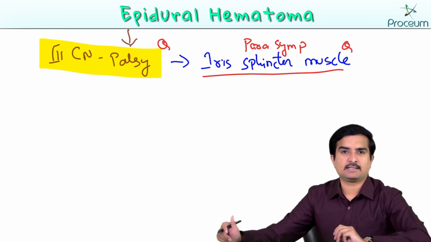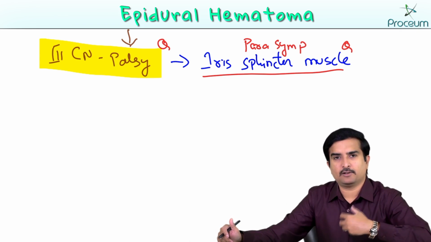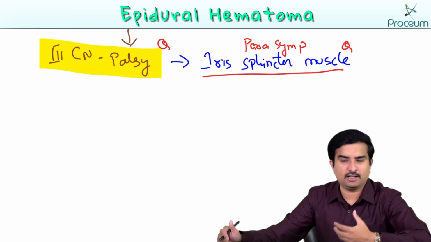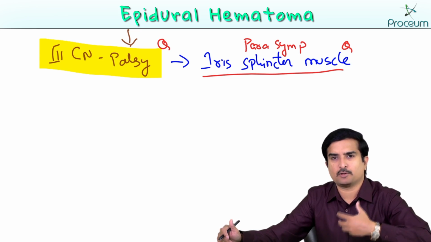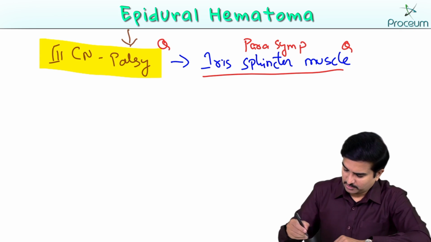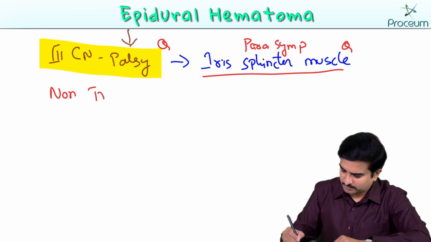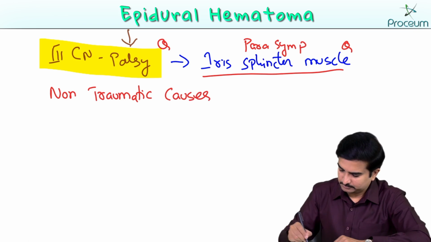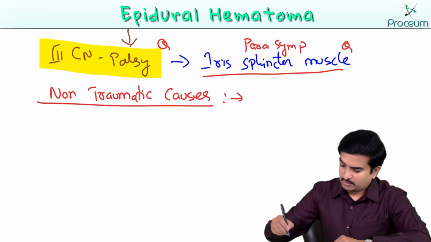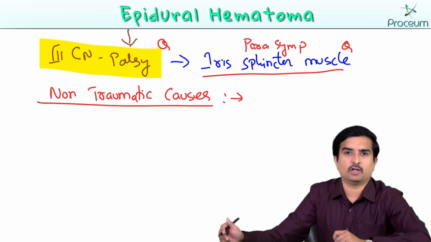So till now, whatever we discussed about the traumatic causes, which means the trauma is responsible for the fracture of the temporal bone that leads to middle meningeal artery rupture, and that leads to formation of the hemorrhage and hematoma. And sometimes there will be non-traumatic causes also. So let's appreciate that point here. Non-traumatic causes. Even though they are less important clinically, it is important to know what would be the non-traumatic causes of the epidural hematoma, even though they are rare.